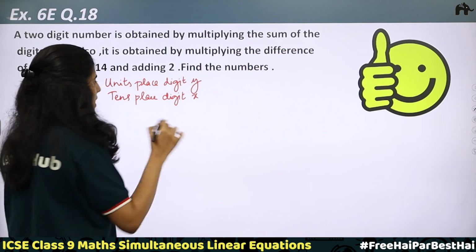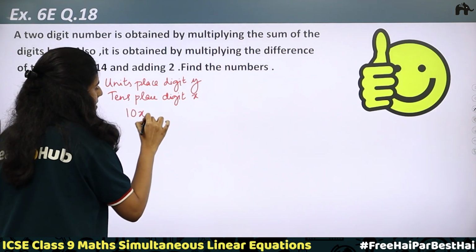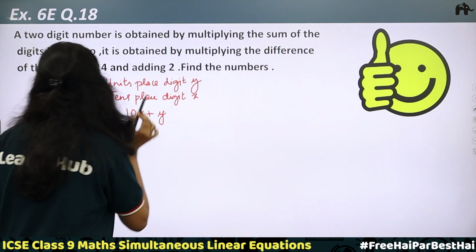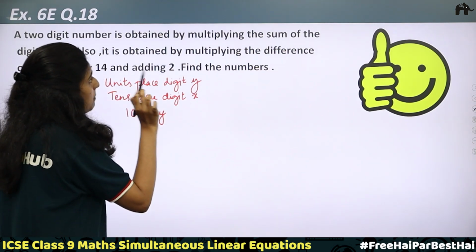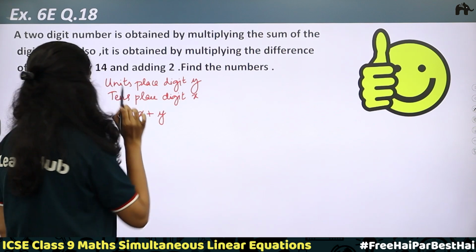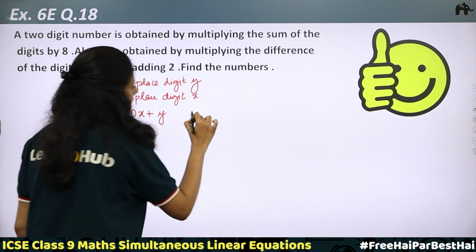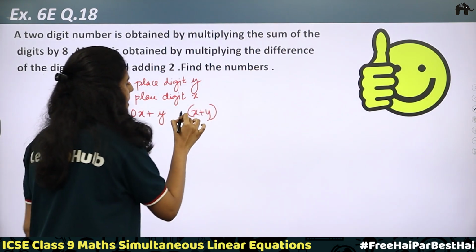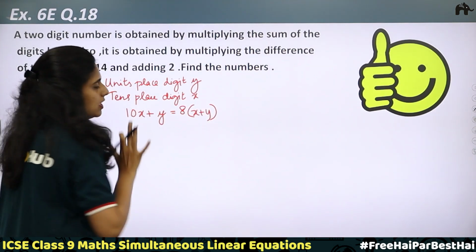Then what is the number? The number will be 10x plus y. Okay, 10x plus y is the number. A 2-digit number is obtained by multiplying the sum of the digits. What is the sum of the digits? Sum of the digits is x plus y. On multiplying x plus y with 8, you will be getting the 2-digit number.